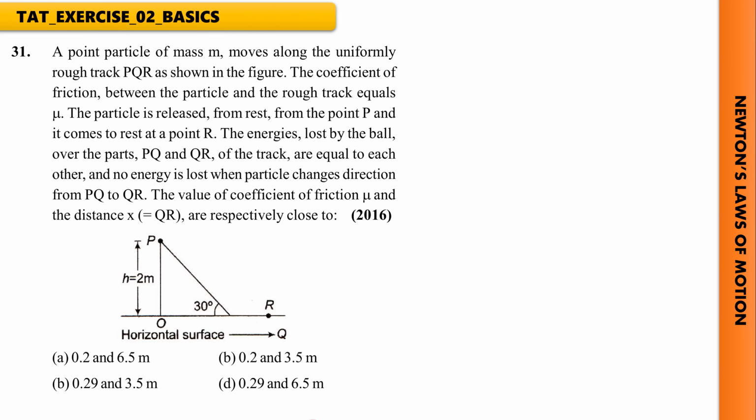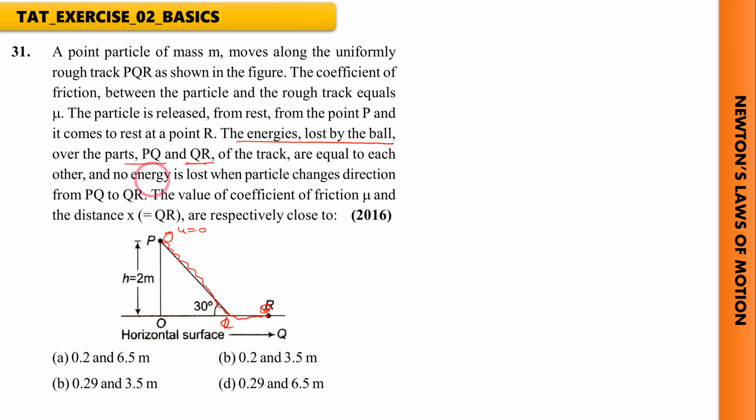In question number 31, there is a track given PQR, and this complete track from P till R is rough. A block is released from rest at P and stops at R. Find mu, the coefficient of friction for the rough surface. It is also given that the energy lost by the ball in part PQ, that is incline 1, is equal to that lost in QR.